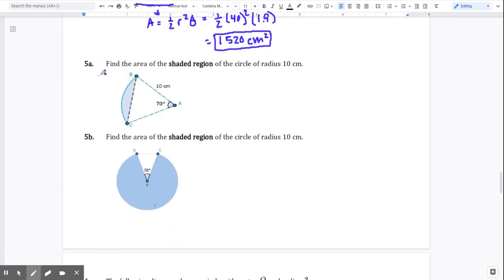All right, and number 5, note that this is a different problem. We're asked to, in 5A, find the area of this shaded region of the circle of radius 10 centimeters. So note that they're only giving you the sector here, right? Even though we know it's part of a whole circle since they said it in the problem. So in order to find just that shaded region, I'm going to have to do two things. I'm going to have to first find the area of the sector. And then two, I'm going to have to find the area of the triangle ABC.